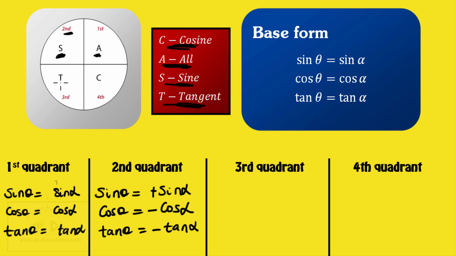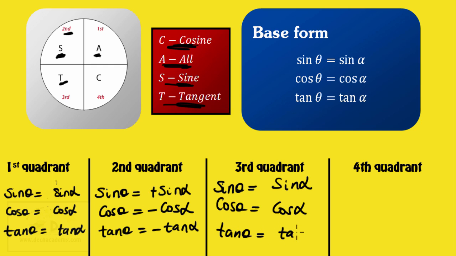For a third quadrant angle, we have T here, representing tangent, saying that from this base form, only tan alpha has a positive sign in front of it. Let's write the base form. Sine theta is equal to sine alpha, cos theta is equal to cos alpha, and the tangent of theta is equal to the tangent of alpha. Now, for a third quadrant angle, only tangent alpha has a positive sign in front of it. The cosine and sine of alpha have negative signs in front of them.